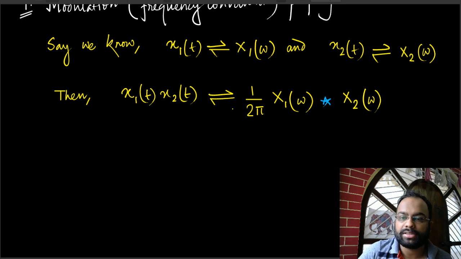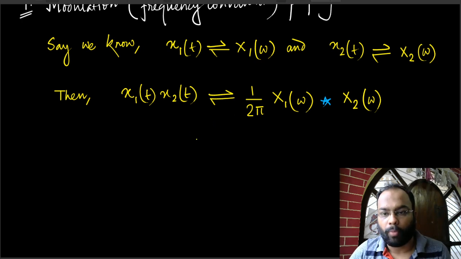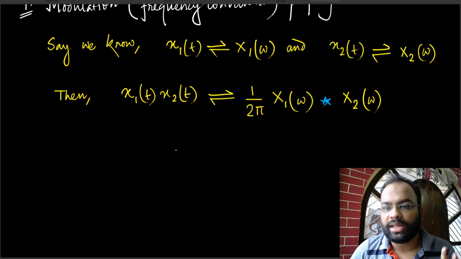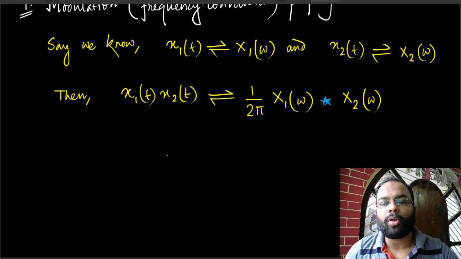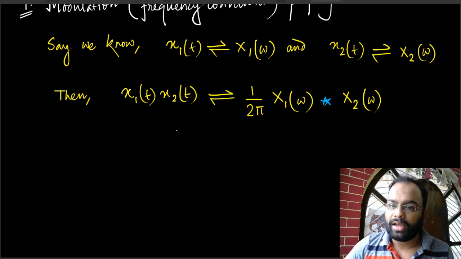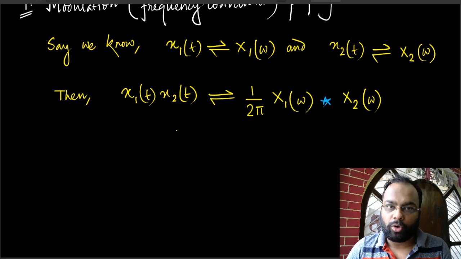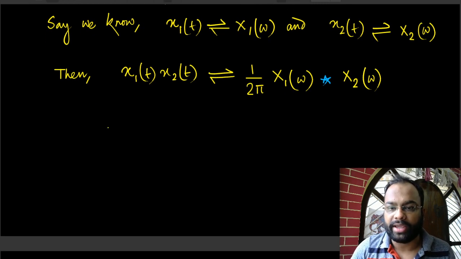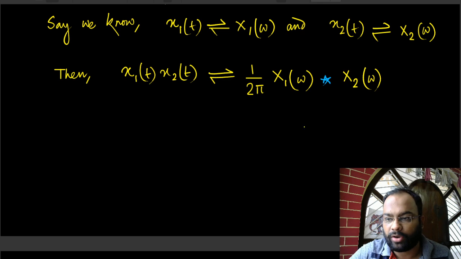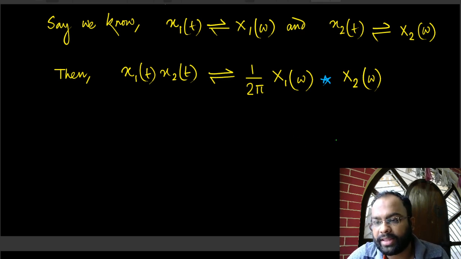So this is the first property we're going to talk about, modulation. And the question is, what is modulation? In signal processing, modulation is when the amplitude of one signal is controlled by another particular signal. Look very carefully here. What is modulation? Look at this signal.